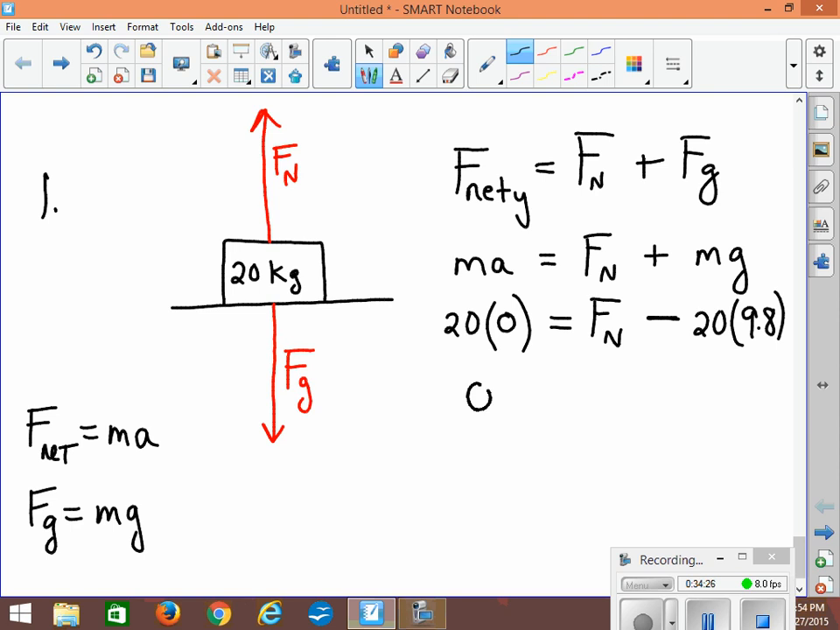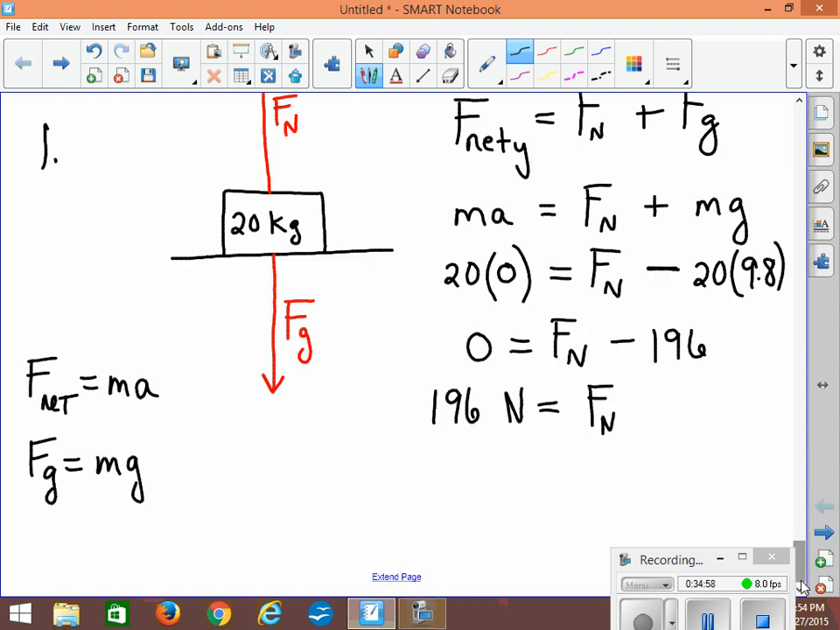So now 0, 20 times 0, and then over here, 20 times 9.8 is 196 minus. And then, of course, we move that to the other side. It becomes positive 196. I'll remind myself that we're talking about newtons, and don't confuse the normal N with newtons, two different N's, right? So 196 newtons is the normal force. That's how hard the table is pushing back up. And of course, the table is pushing up.